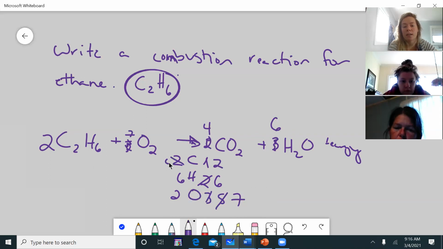It does change all these things. This is 4. Now this is 12. And this is 14. And we are balanced. So the coefficients would be 2, 7, 4, and 6, and you'd be done.